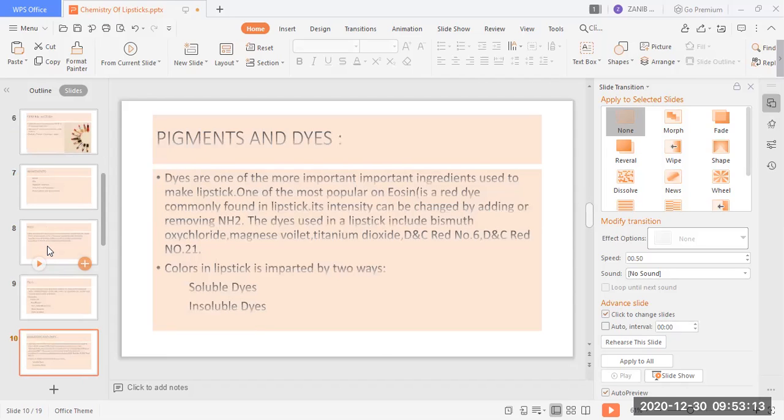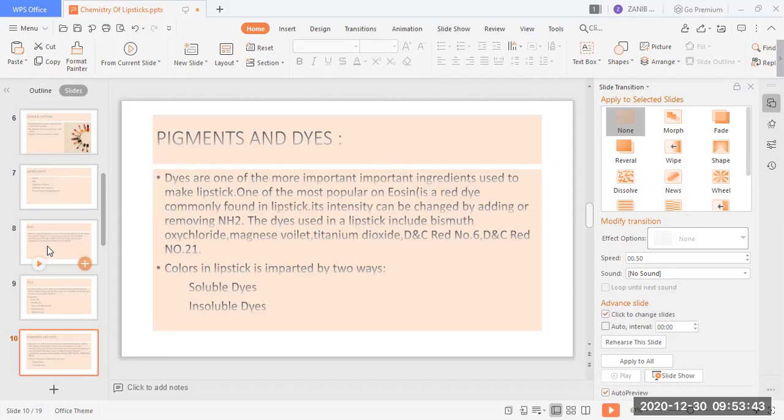Then pigments and dyes. Dyes are among the more important ingredients used to make lipstick. In olden days, carmine was widely used, but nowadays various others are available. The dyes used in lipstick include bismuth oxychloride, manganese violet, titanium dioxide, D&C Red No. 16, D&C Red No. 21. Color in lipstick is imparted in two ways: soluble dye and insoluble dye.